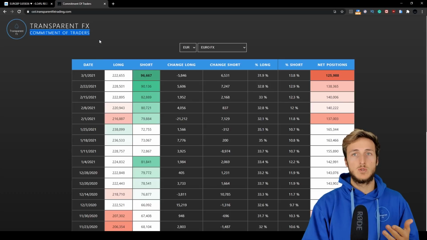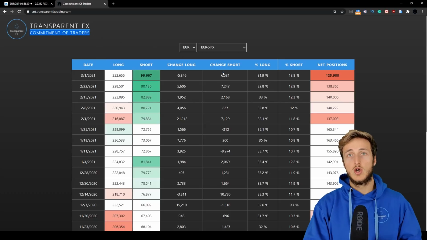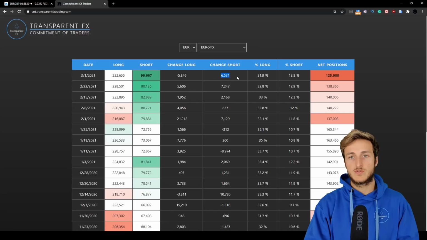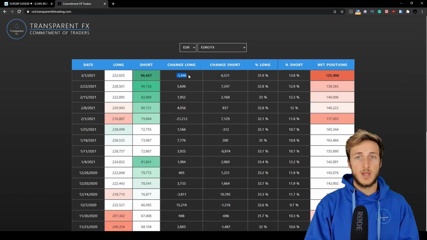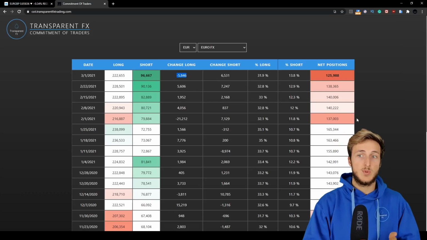Now, if we go and see what we have from an order flow perspective, so by checking the commitment of traders, which is what hedge funds are doing in the market, what we can see is that with the last report, hedge funds have added 6.5k short positions on the euro and closed 5.88k long positions. So we're starting to get quite bearish on the euro, and we actually have been bearish for quite some time.